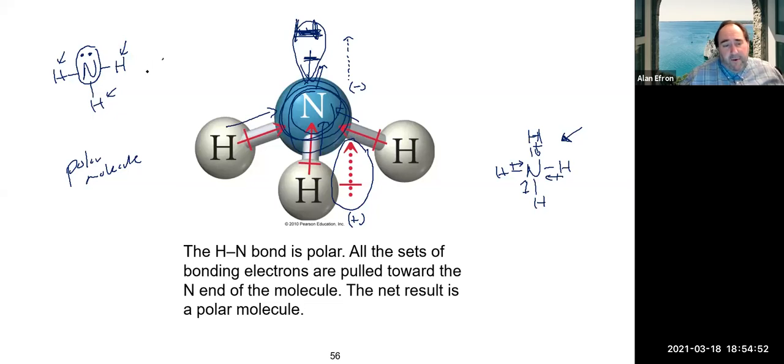But something like ammonia, where we lose that last bond and replace it with the non-bonding electrons, becomes something that is polar. Question on that there?